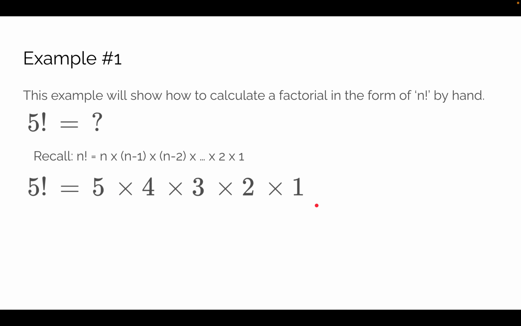Now, if we want to further solve this and get a final whole number, that number would be multiplying all these numbers together. So 5 times 4 is 20, 20 times 3 is 60, 60 times 2 is 120, and 120 times 1 is 120. So 5 factorial is equal to 120. Now, let's look at a slightly more complex example.